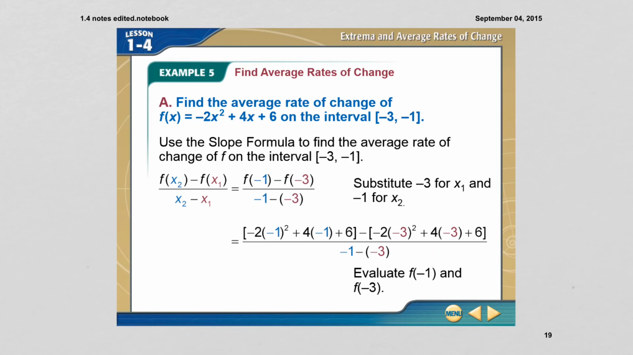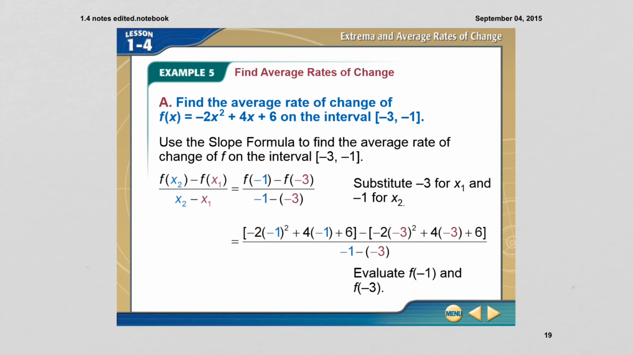Next, we want to find average rates of change. To find the average rate of change of the function f of x is equal to negative 2x squared plus 4x plus 6 on the interval from negative 3 to negative 1, we use the slope formula to find the average rate of change of f on the interval from negative 3 to negative 1, which means I'm going to do f of x sub 2 minus f of x sub 1 and divide it by x sub 2 minus x sub 1.